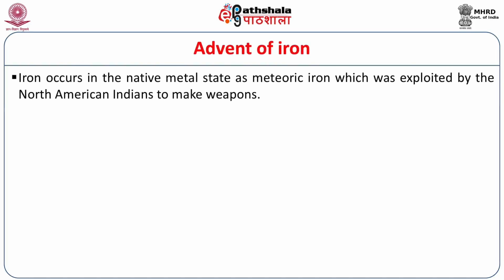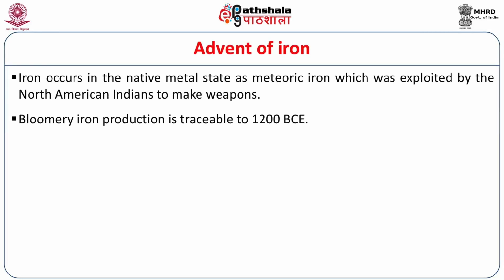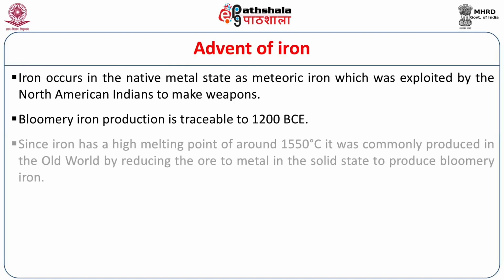It is interesting that iron occurs in the native metal state as meteoric iron, and meteoric iron has also been used by various civilizations. The North American Indians used meteoric iron to make weapons, and it is also thought that some of the very early iron used in Egypt was of meteoric origin. The production of bloomery iron is traceable to about 1200 BCE.